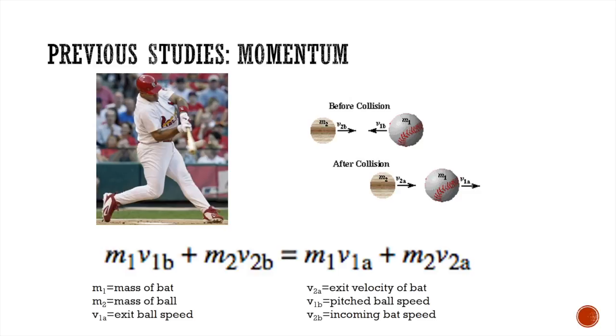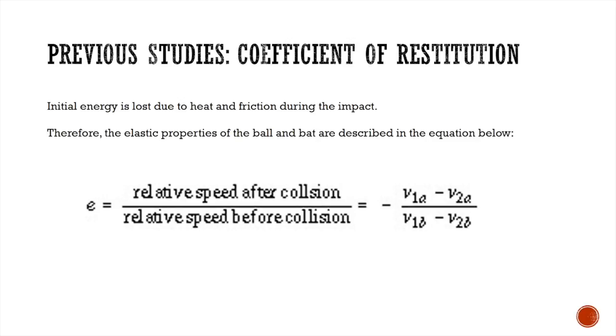Looking at previous studies, a common equation used to study the contact of a bat and ball is the momentum equation. All of us are familiar with that. With 6 different variables, the mass of both the bat and the ball, the exit speeds of the bat and the ball, the pitched ball speed, and the incoming bat speed are all taken into consideration.